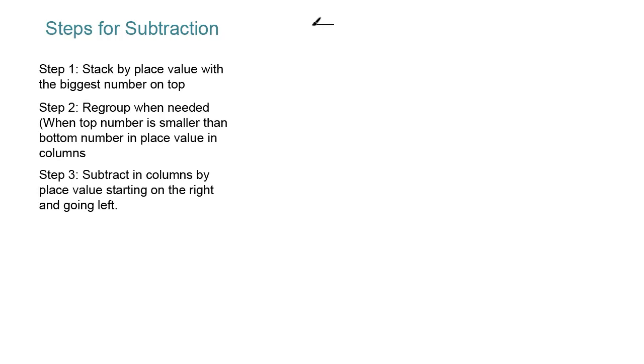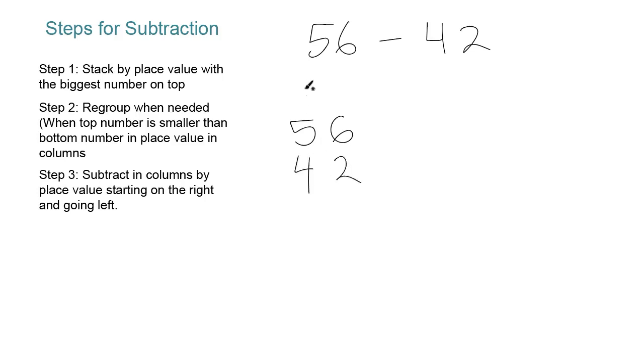Now let's do an example with bigger numbers. 56 minus 42. Step 1. Stack by place value with the biggest number on top. So 56 is bigger than 42, and we're going to line up the numbers according to their place values. So we'll put 56 on top, and then put 42 beneath it with the 2 in the same column with the 6 and the 4 in the same column with the 5, because this is our tens column and this is our ones column.